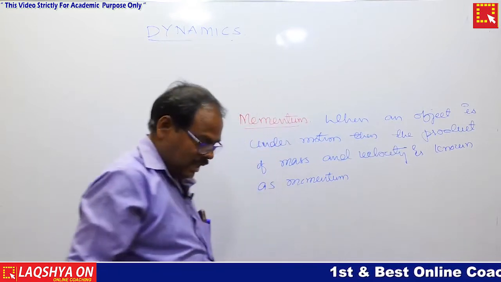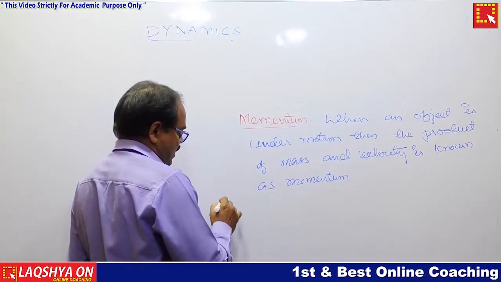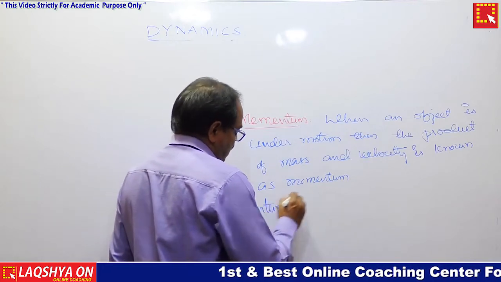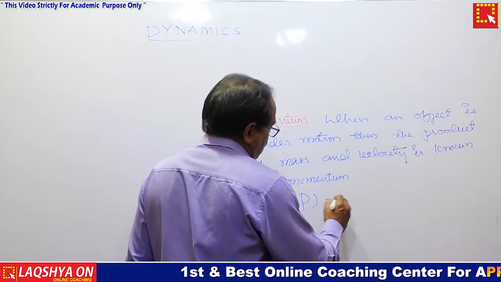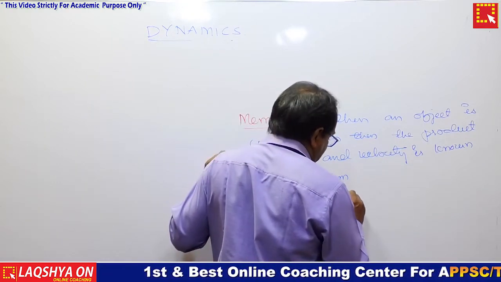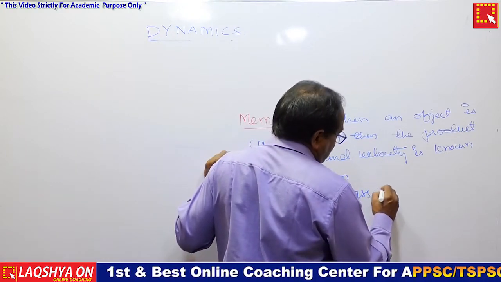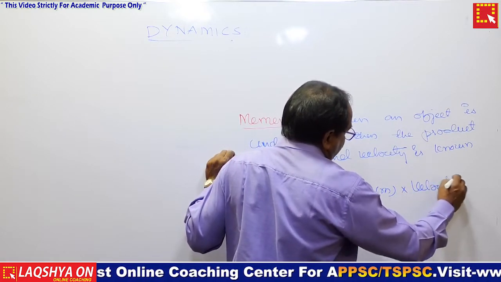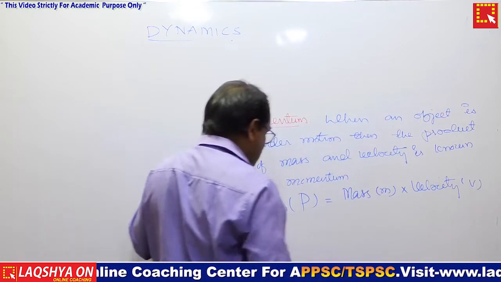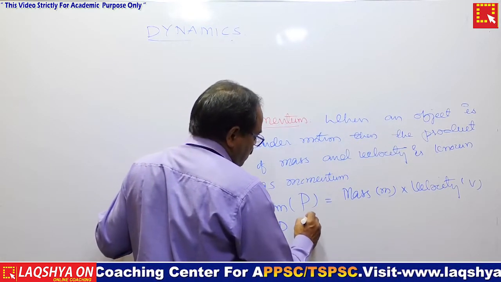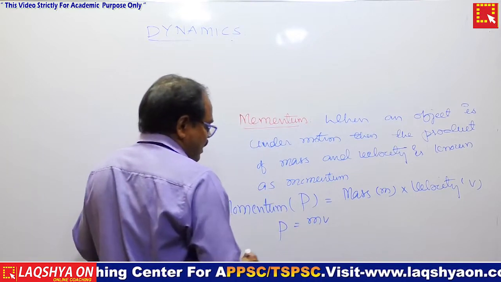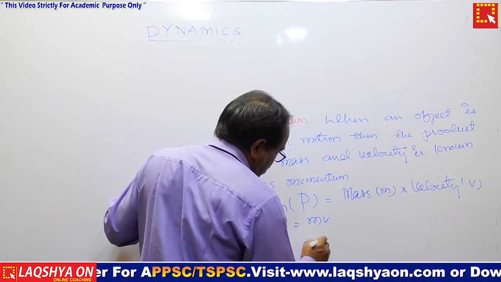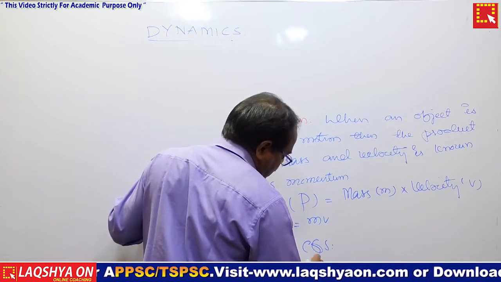And momentum is represented by P. Momentum P is equal to mass M into velocity V. That is, momentum P is equal to M into V. Then what are the units for momentum? Units: CGS units and MKS units.